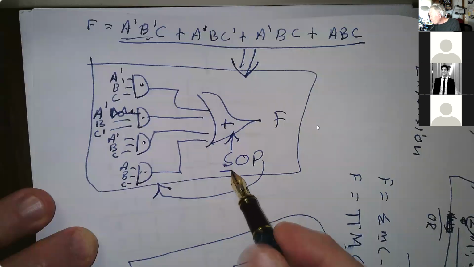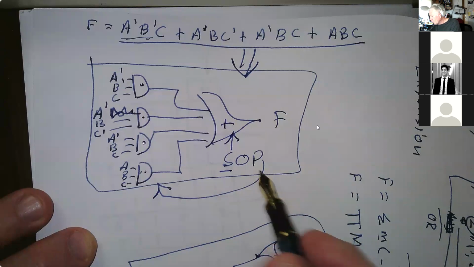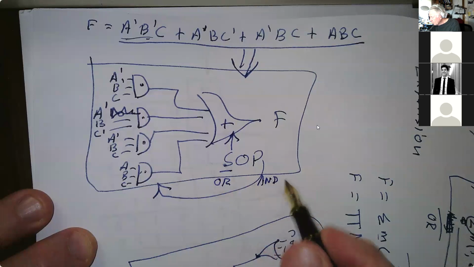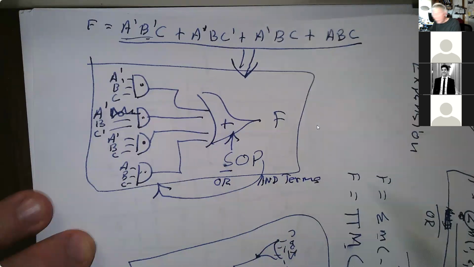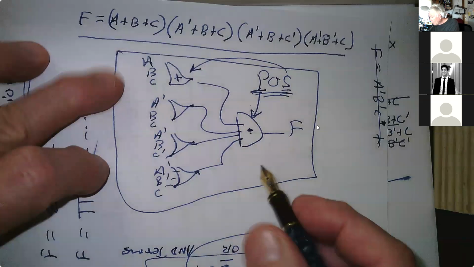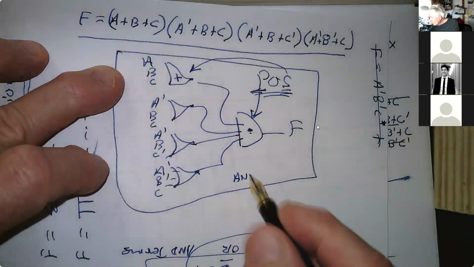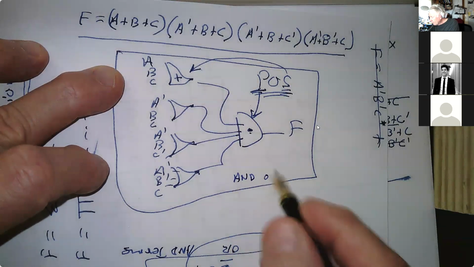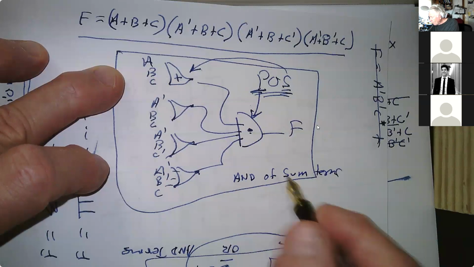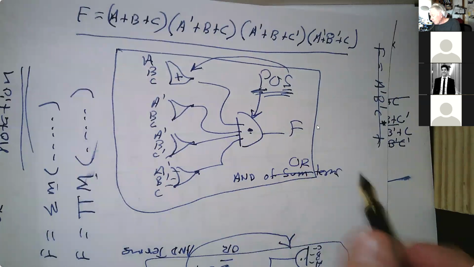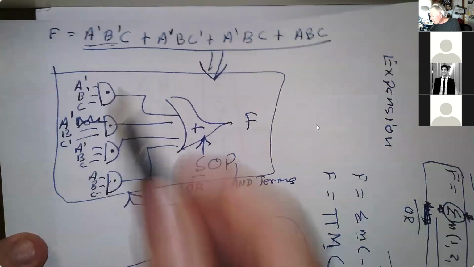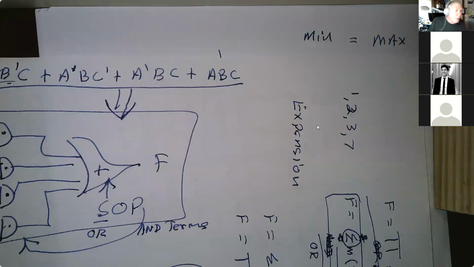So sum of product terms. So we're ORing AND terms. Whereas in this other one, we are ANDing sum terms, or OR terms. Input OR gates, output AND gate; input AND gates, output OR gate. Okay, so that's what I want you to get.